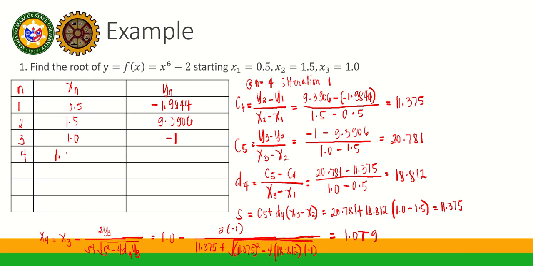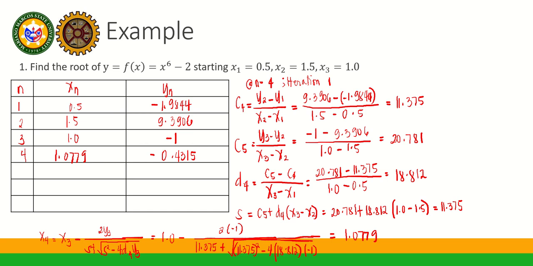Okay, so 1.0779. Okay. So, ngayon, to find y sub 4, plug natin si 1.0779 dito sa ating equation. And we will get negative 0.4315. Okay, so let us compute for the relative error.